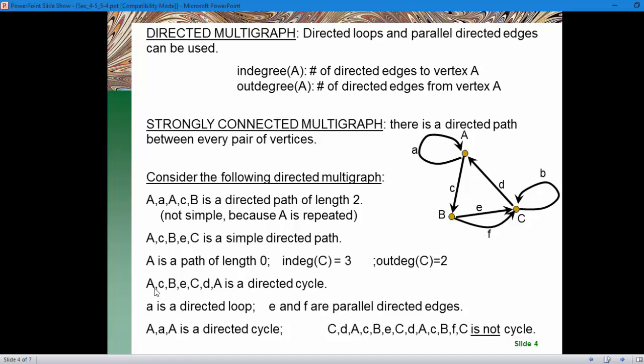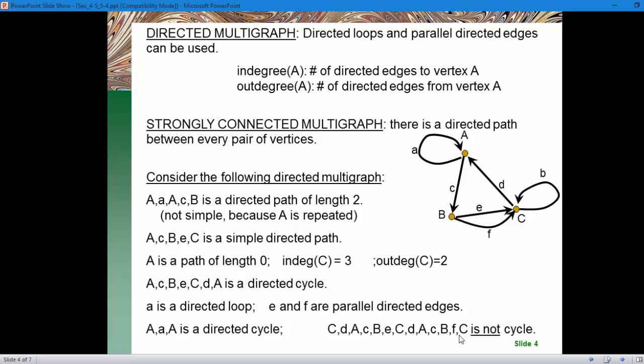Here is a cycle starting at A, going through C, then B, then edge E, arriving at C, going through D, and arriving at A. So this is a cycle. It's a path where the first vertex is the same as the last vertex. Remember that in a cycle, we cannot repeat vertices. Only the first and the last one you repeat.